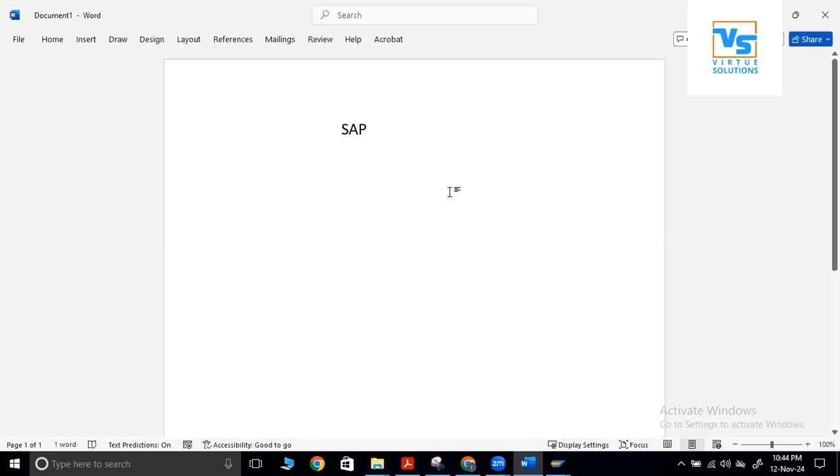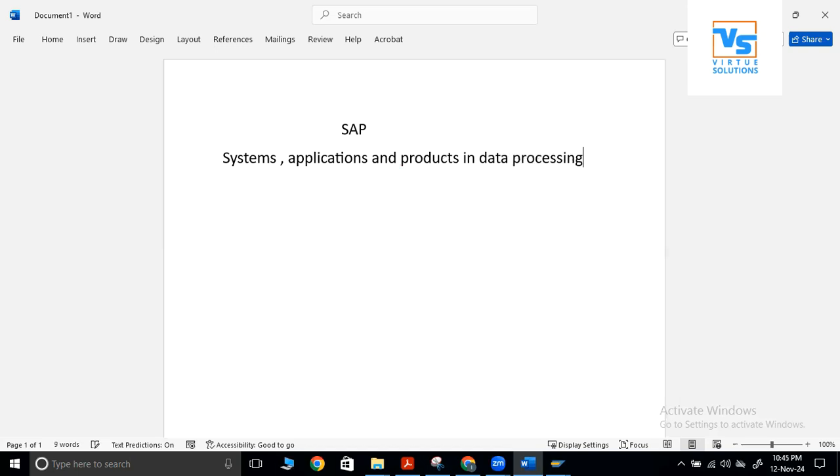SAP stands for Systems, Applications, and Products in Data Processing. And it was launched in 1972.